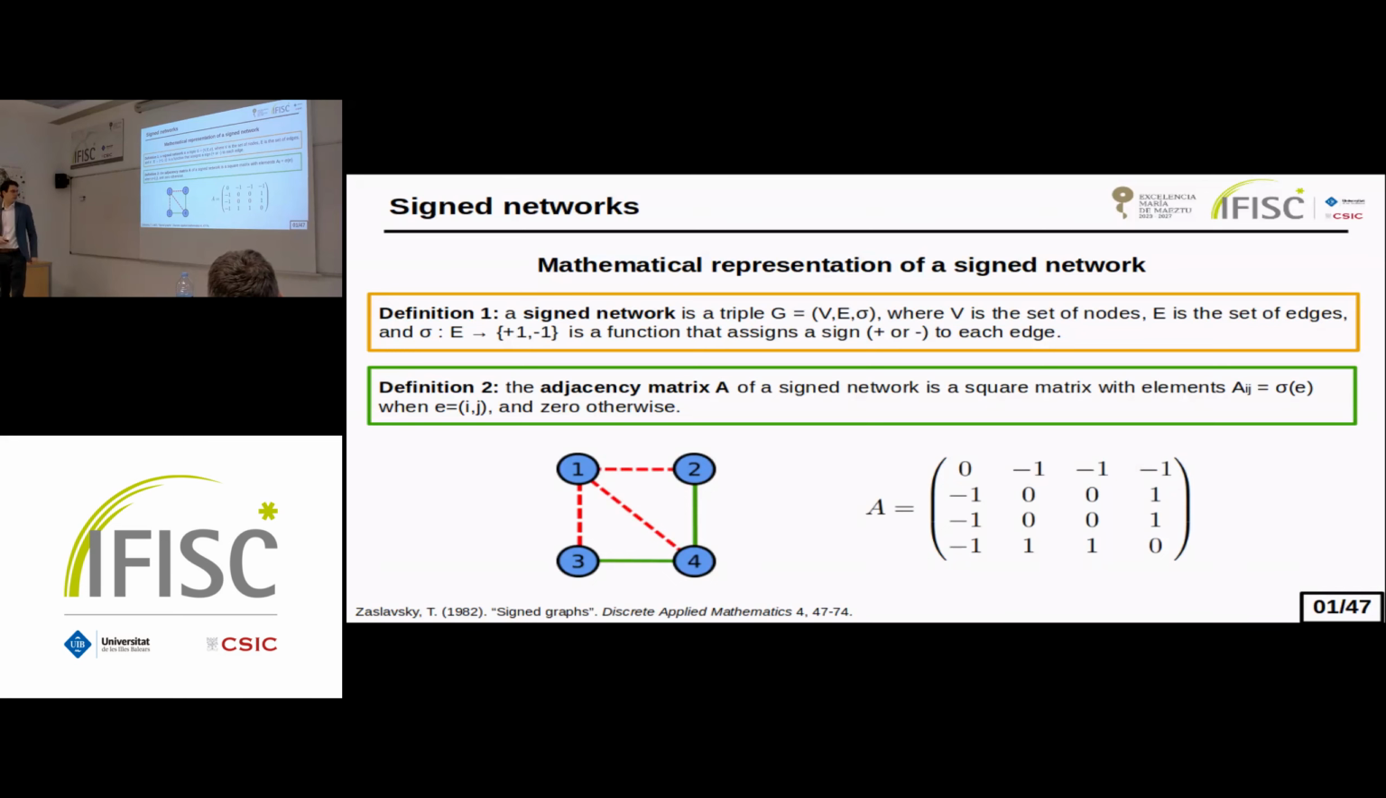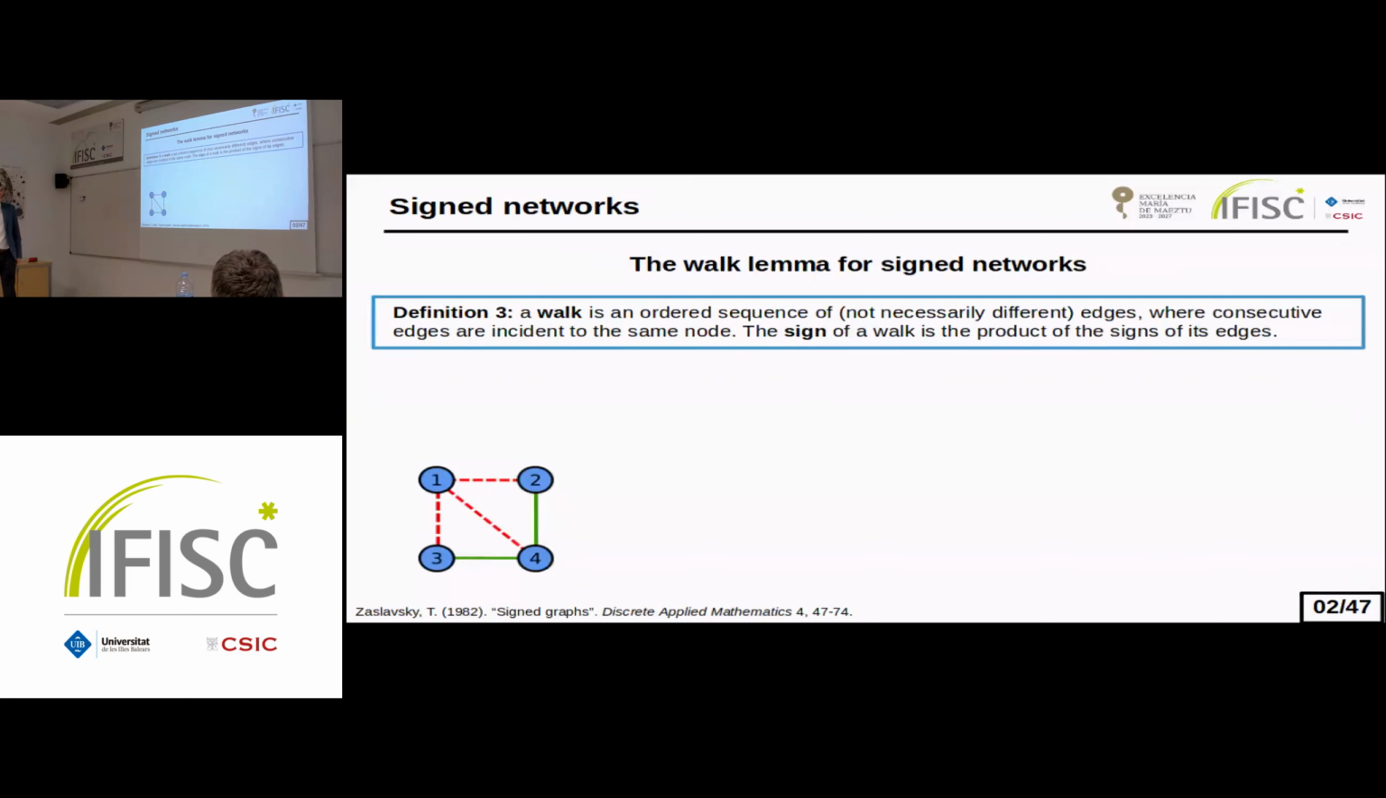There are many reasons why this representation is useful, but arguably the most important one is that it captures the walk structure of the network. As a reminder, a walk is a sequence of consecutive edges, not necessarily different, where these consecutive edges must be incident to the same node.